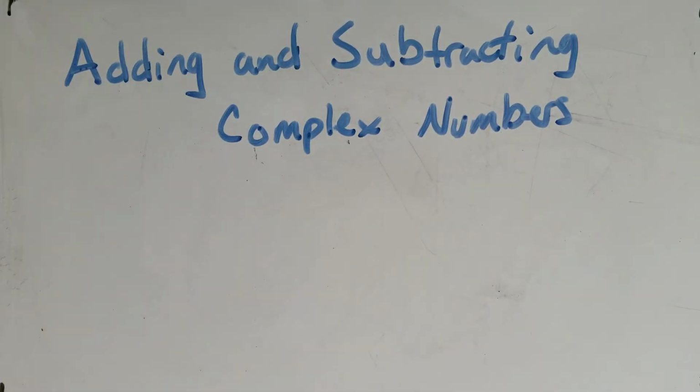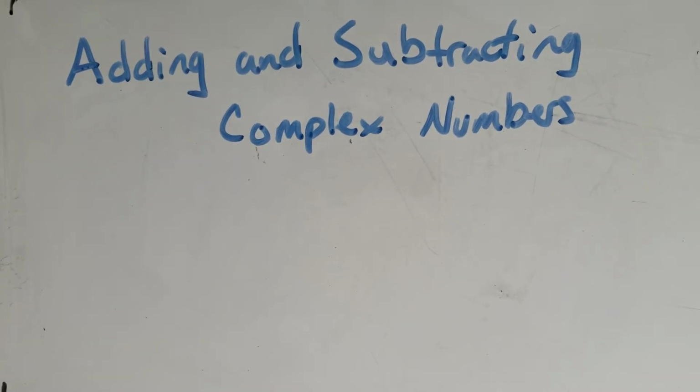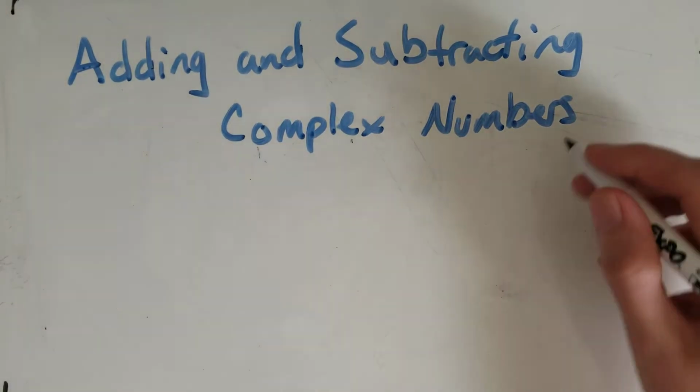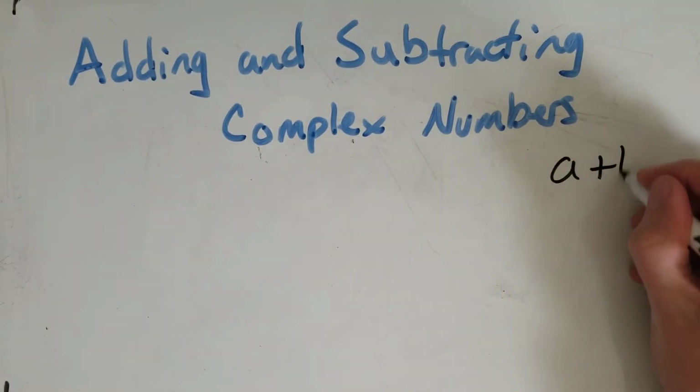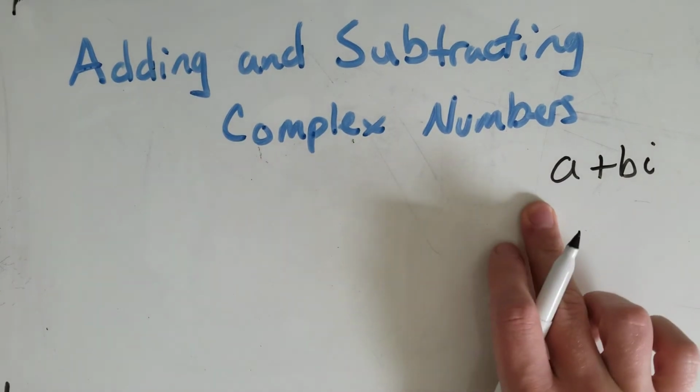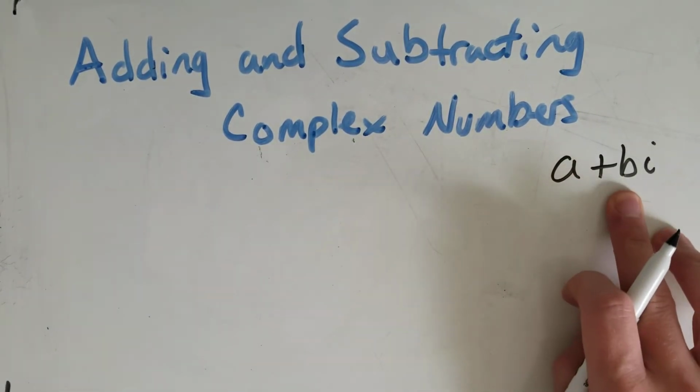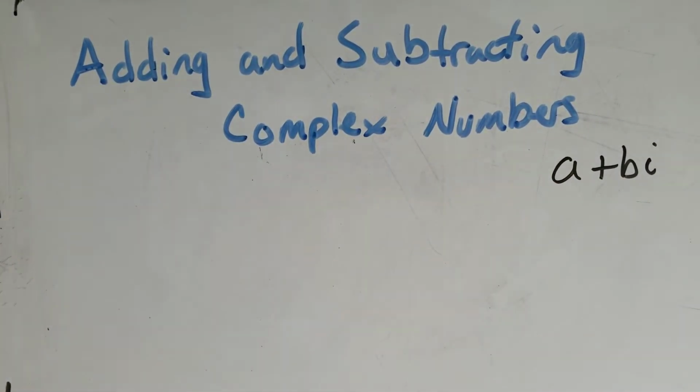Hello people! In this video we are going to talk about how to add and subtract complex numbers. So yesterday we talked about what a complex number is, and we talked about being in the form a plus bi, where a is your real part and b is your imaginary part of the complex number.